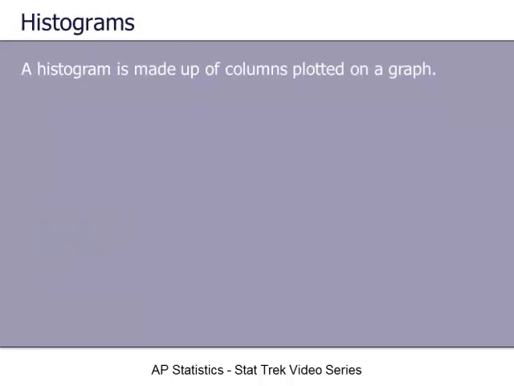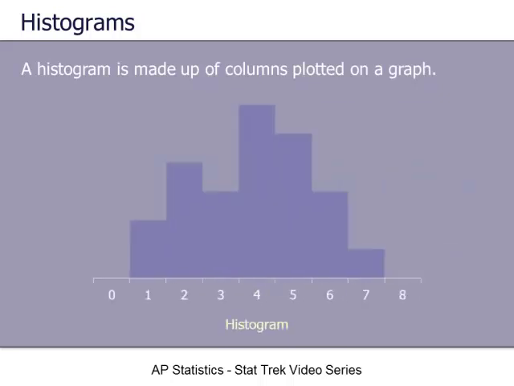To illustrate our points, we are going to use a type of chart called a histogram. A histogram is made up of columns plotted on a graph. Here's how to read a histogram. Each column is positioned over the value of a quantitative variable. The height of the column indicates how many observations are described by that value. So in this histogram, you can quickly see that the value with the most observations is 4, and the value with the fewest observations is 7.